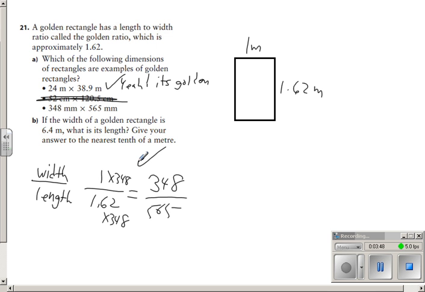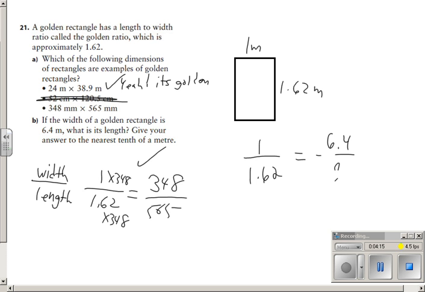It works. The last question says, if the width of the golden rectangle is 6.4, what is its length? So we have to set this up as 1 to 1.62. And over here we have 6.4 because we know its width. We know its width right here. 6.4. What is its length?